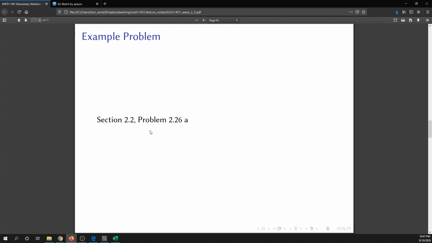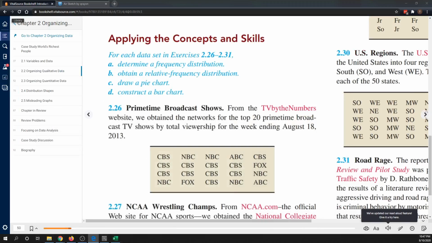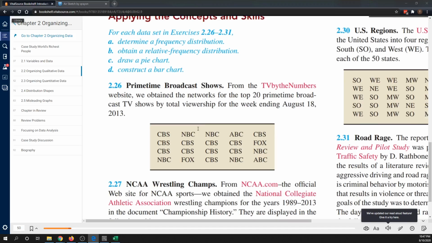Let's take a look at section 2.2, problem 2.26a. Let me pull that up. I think the easiest way is just to click here. It says we want to determine a frequency distribution for this data right here. Problem 2.26 says, from the TV by the Numbers website, we obtained the networks for the top 20 primetime broadcast TV shows by total viewership for the week ending August 18th, 2013. And so here's the data.